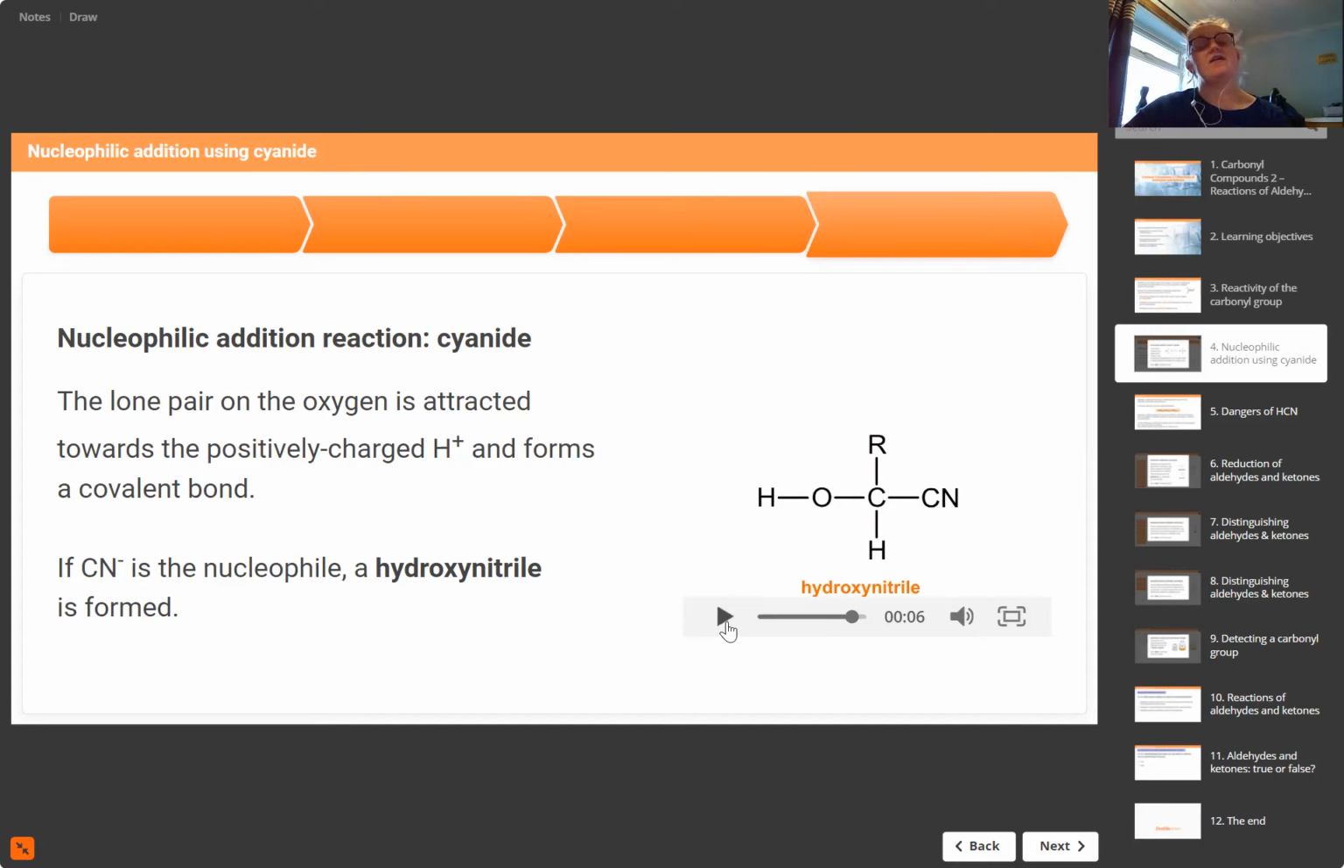Using the cyanide ion as a nucleophile, we form a hydroxynitrile, and this is what a hydroxynitrile looks like. And that's nucleophilic addition using cyanide.